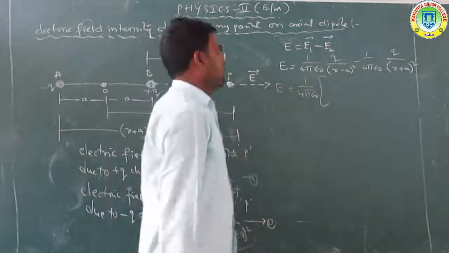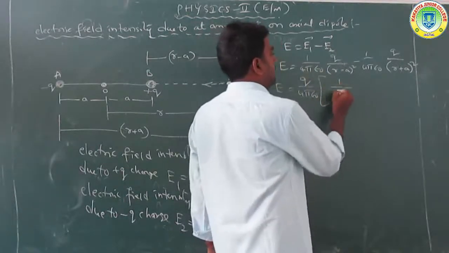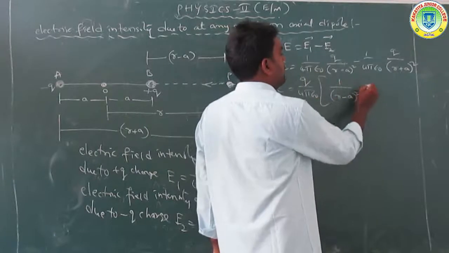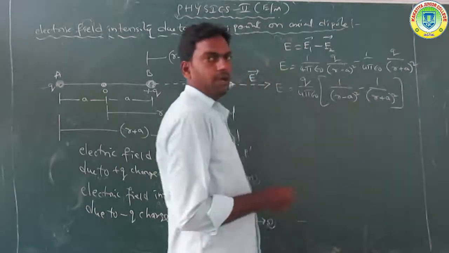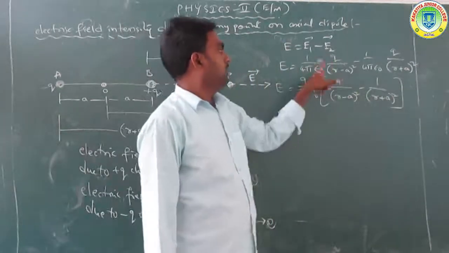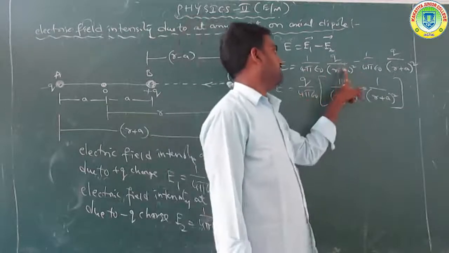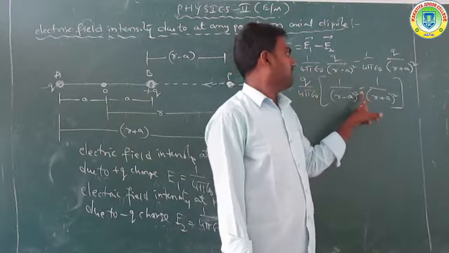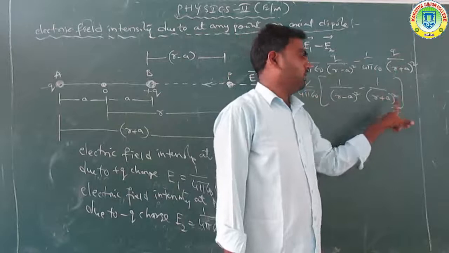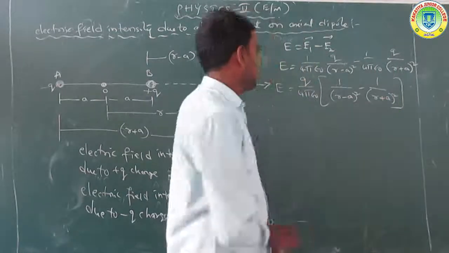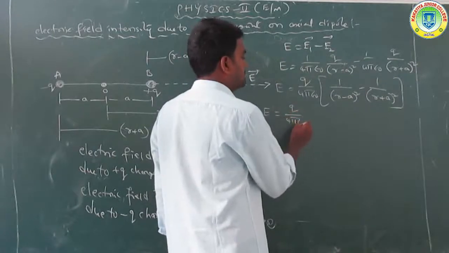Okay, now next we get, so Q is also taken common, so 1 by (R minus A) whole square minus 1 by (R plus A) whole square. Now taking the common Q by 4 pi epsilon, the remaining equation in bracket is 1 by (R minus A) whole square, minus, 1 by (R plus A) whole square, and so E is equal to Q by 4 pi epsilon.